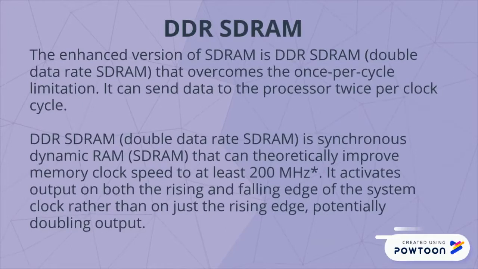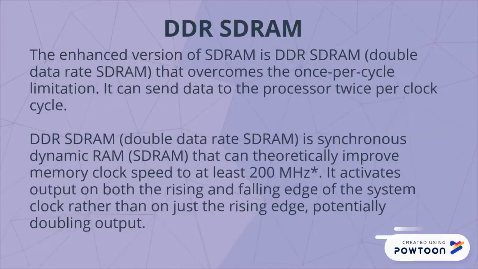DDR SDRAM. The enhanced version of SDRAM is DDR SDRAM. It is also known as double data rate SDRAM. It can overcome the once per cycle limitation. It can send data to the processor twice per clock cycle.